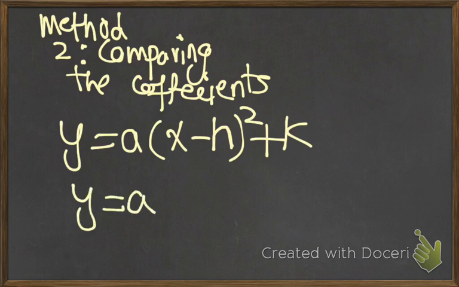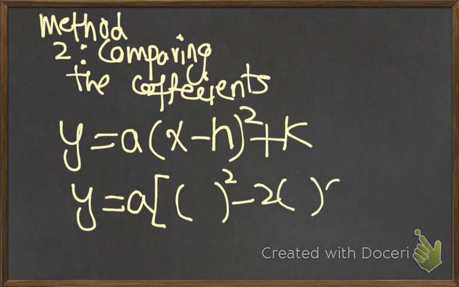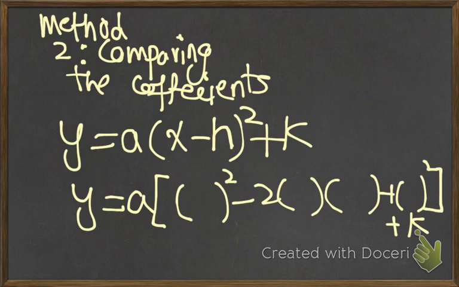This will go like this: y is equal to a multiplied by (x minus h) the whole thing squared, will be expanded by the formula (a minus b) the whole thing squared, which is a squared minus 2ab plus b squared. And in the end you will write also k. But always remember that a is not multiplied by k. K is just a constant term which is added in the end. So it goes like this: a squared minus 2ab plus b squared, where a is equal to x and b is equal to h.